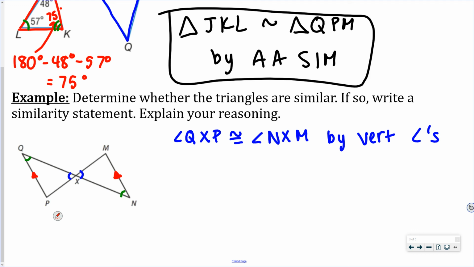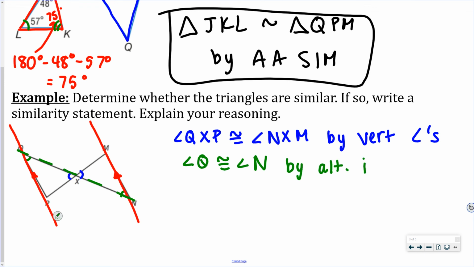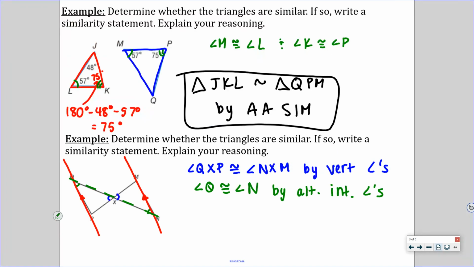Good. So if I were to extend these parallel lines, you might be able to see this better. If I were to extend these parallel lines and think of this as like a transversal, you see the pair of angles alternate on opposite sides of the transversal, interior inside the parallel lines, alternate interior angles. Good. Angle Q is congruent to angle N. You could have also said M and P by alternate interior angles. Two angles are congruent. Therefore, the third angle is also congruent. Therefore, the triangles are similar.